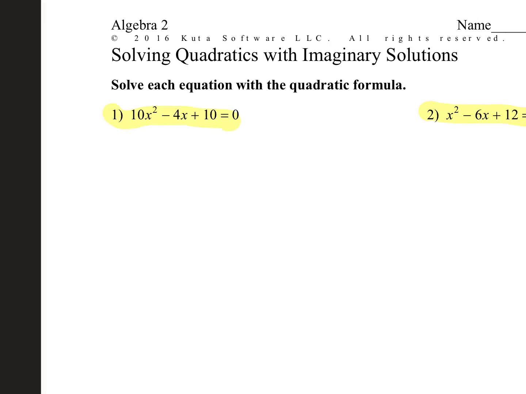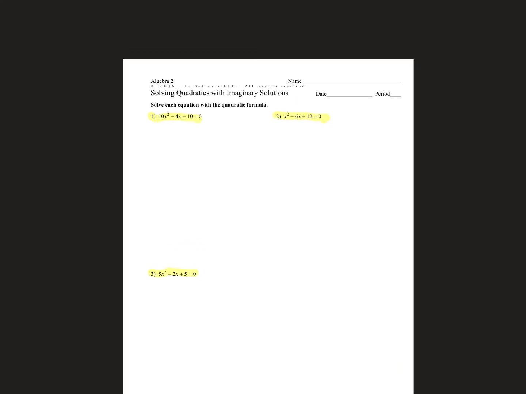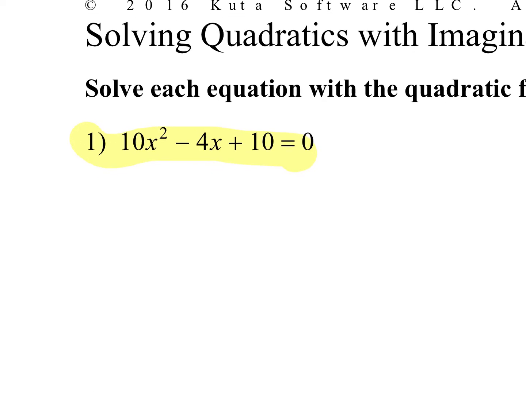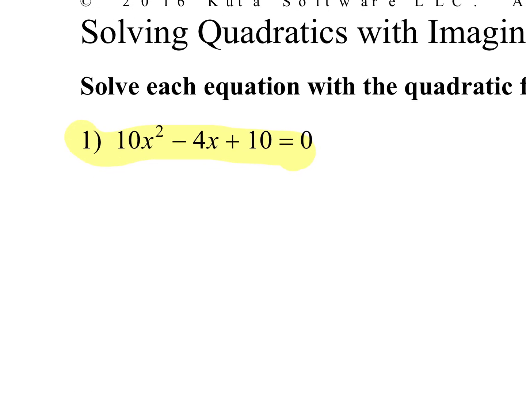All right, now all of the examples I have here, I have 3 on this page and I think 3 on the next, they're already set in standard form for you. But remember, the first thing you need to do is check to see, is everything on one side of the equal sign set equal to 0? All of them are in this case, so I'm just going to go. But you need to, every time, identify a is 10, b is negative 4, c is positive 10.